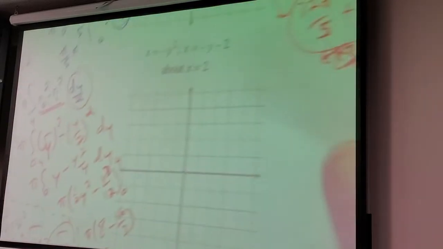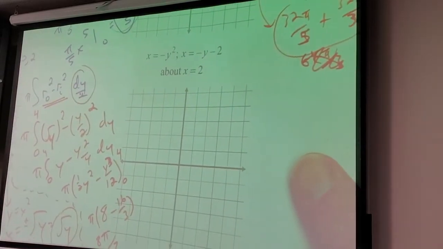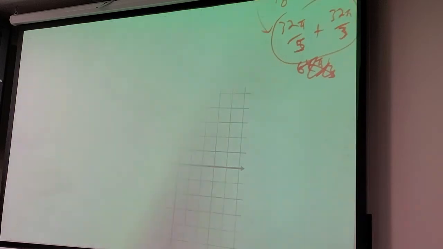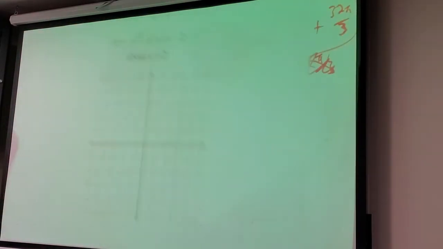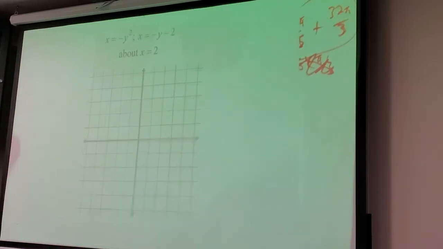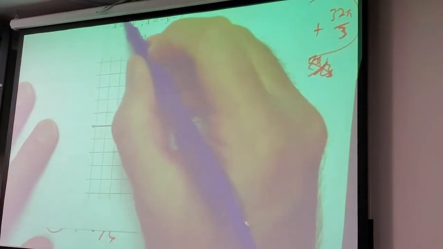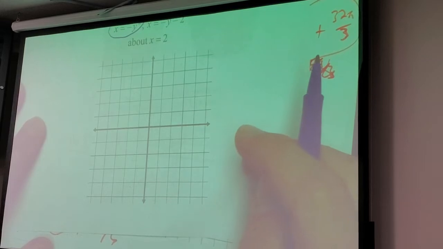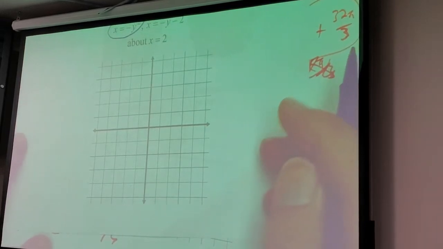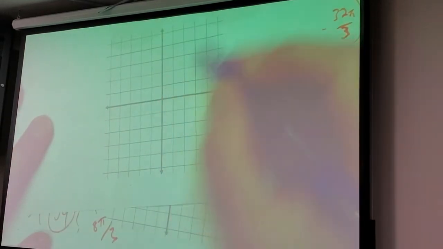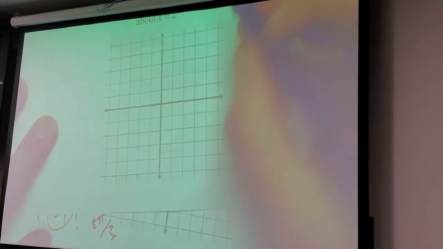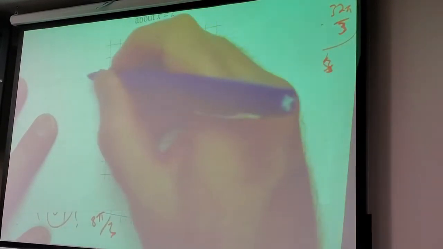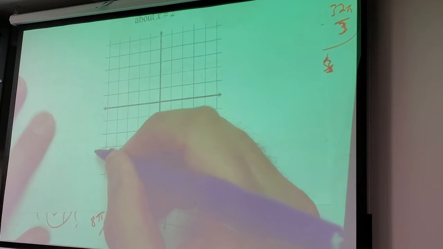Do it on a fresh one. So this thing is basically a parabola that fell over and it's opening in the negative direction, right? So I know it's going to look like this, but I don't necessarily have to graph the entire parabola.